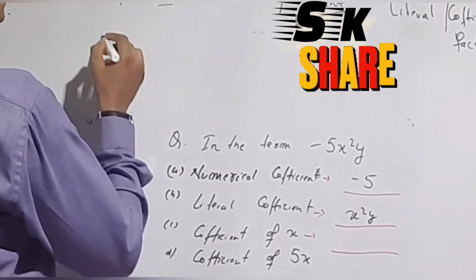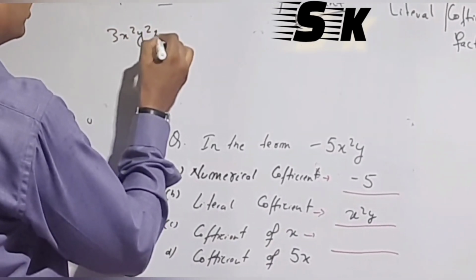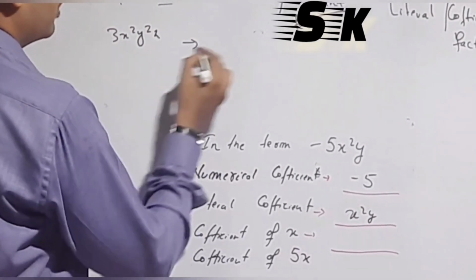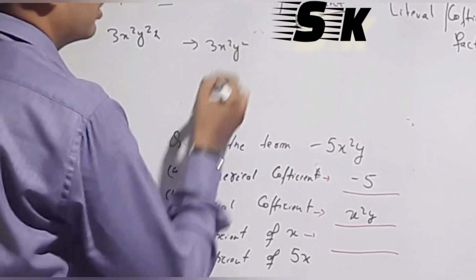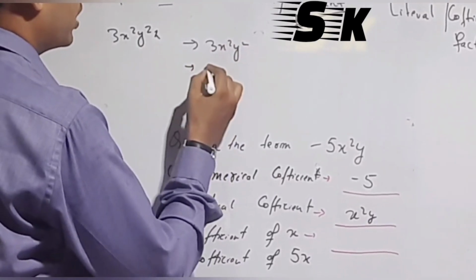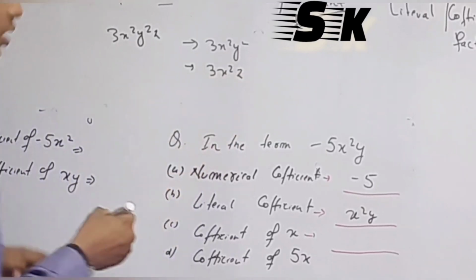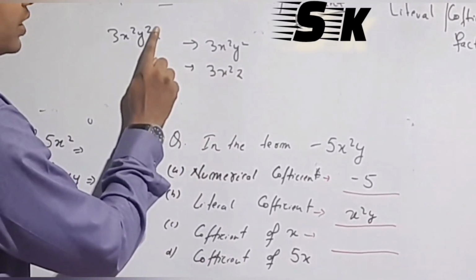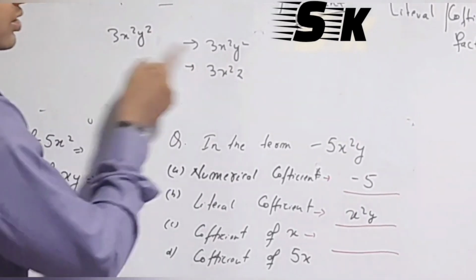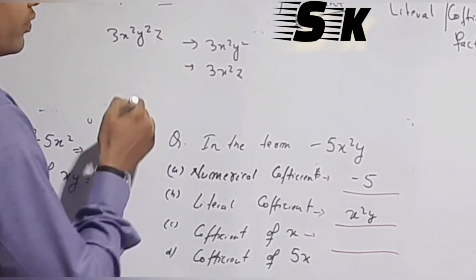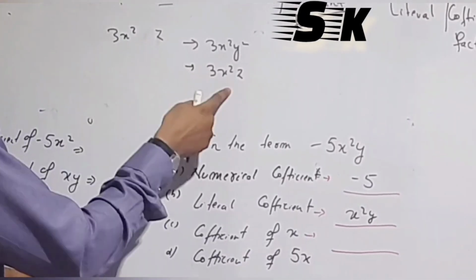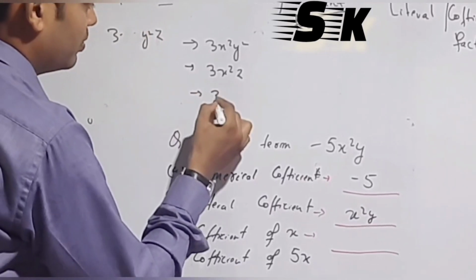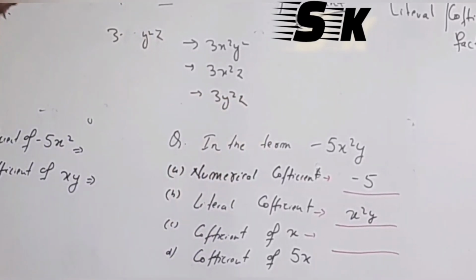Listen, if it is just like 3x square, y square, z, for example, and they are asking the coefficient of z, what will you write? Coefficient of z will be 3x square y square. If they say coefficient of y square, you will write 3x square z. Means you are hiding what they are asking. In the first case, hide the z. Z is not there, so the answer is this one. In the second question, coefficient of y square, remove the y square and write this one. This is the shortcut. If they say coefficient of x square, this is not there, so the answer will be clear. This is the shortcut.